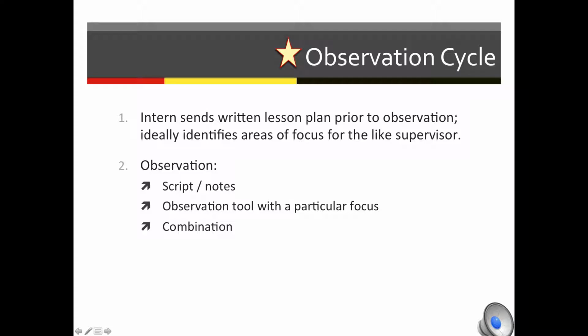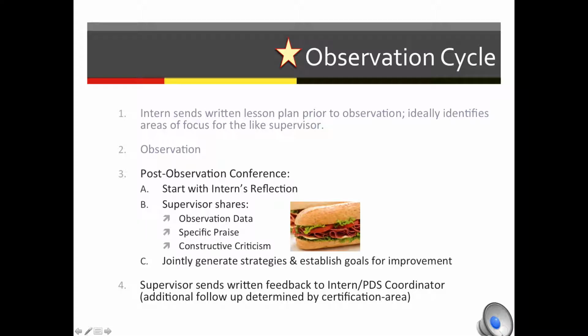And then the observation itself is step 2. During that observation, you could be doing script-style notes or another note-taking format. You could use an observation tool that has a particular focus that matches up with whatever aspect of teaching the intern wants to work on, or perhaps one that you and the mentor have identified that you think the intern really needs to hone in on. It could be some combination of those. You'll do partly script notes, partly observation tool, etc. So you do your observation and use some strategic note-taking.